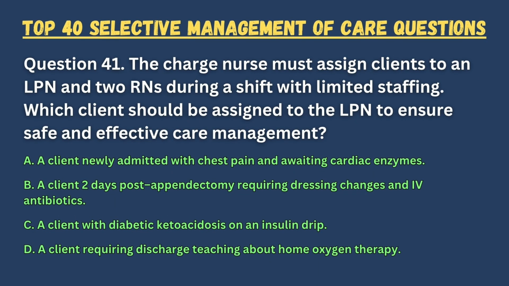Question 41. The charge nurse must assign clients to an LPN and 2 RNs during a shift with limited staffing. Which client should be assigned to the LPN to ensure safe and effective care management? A. A client newly admitted with chest pain and awaiting cardiac enzymes. B. A client 2 days post-appendectomy requiring dressing changes and IV antibiotics. C. A client with diabetic ketoacidosis on an insulin drip. D. A client requiring discharge teaching about home oxygen therapy.